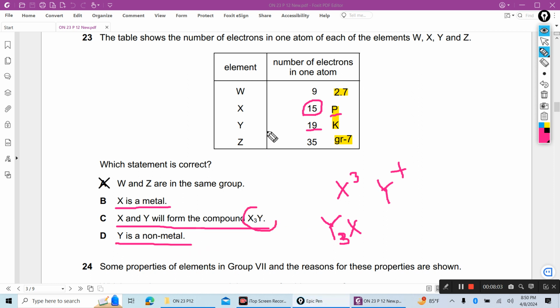Y is a non-metal? Y is group 1, with 19 electrons, atomic number 19, so potassium is a metal. So answer A is the correct answer.